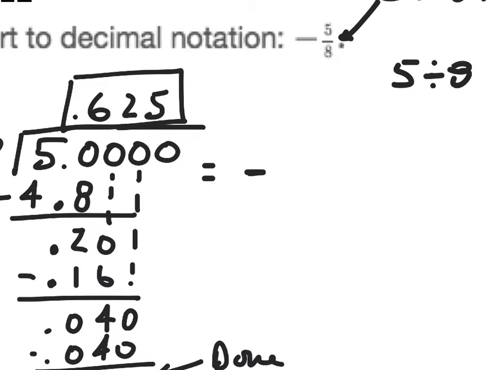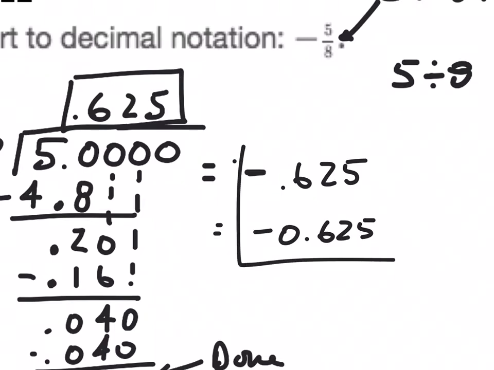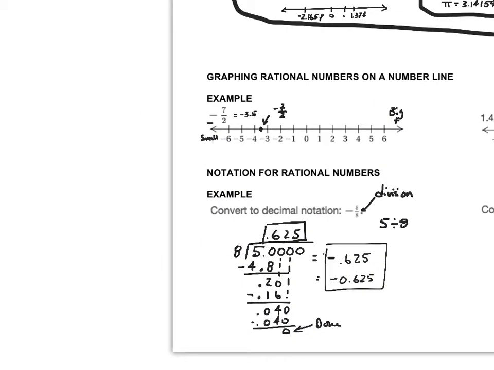So the answer here, if I do negative 5 divided by 8, that's going to give me negative 0.625. You could also rewrite this as negative 0.625. It doesn't really matter. Either of those would be fine, okay? All right, let's take a look at the next one.